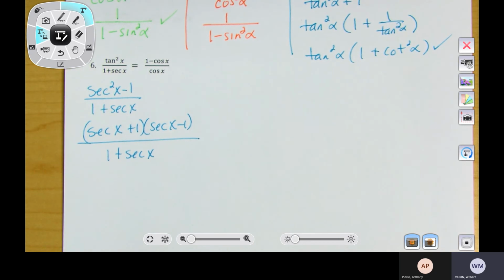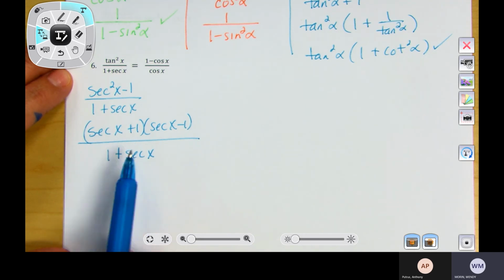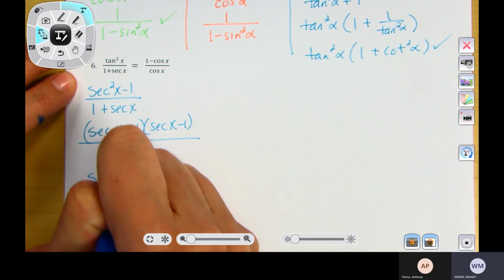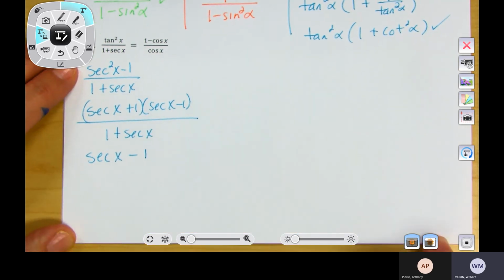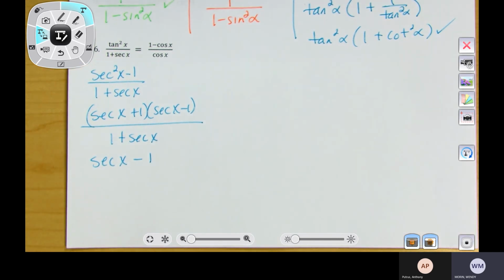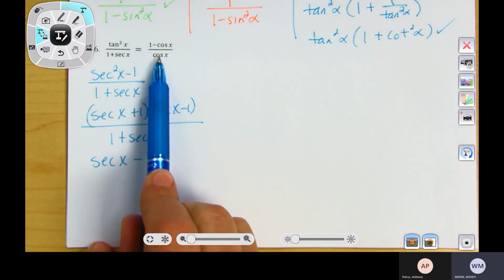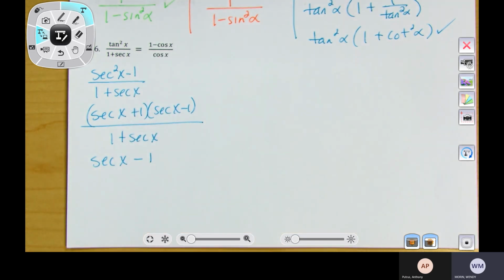Does anything cancel? Yeah, this secant plus 1 is a factor. 1 plus secant, those are exactly the same. So I'm left with secant of x minus 1. I'm getting closer. I'm trying to get to here. Any ideas?